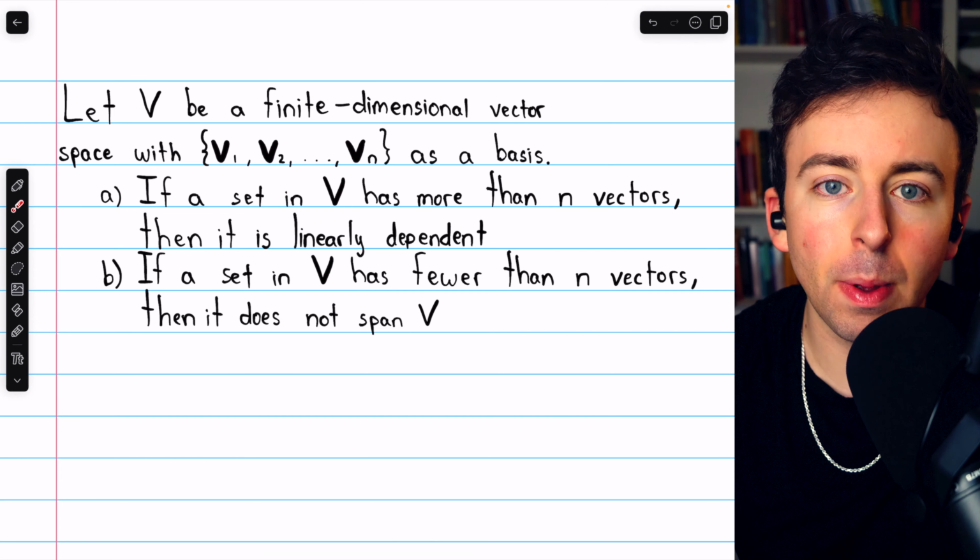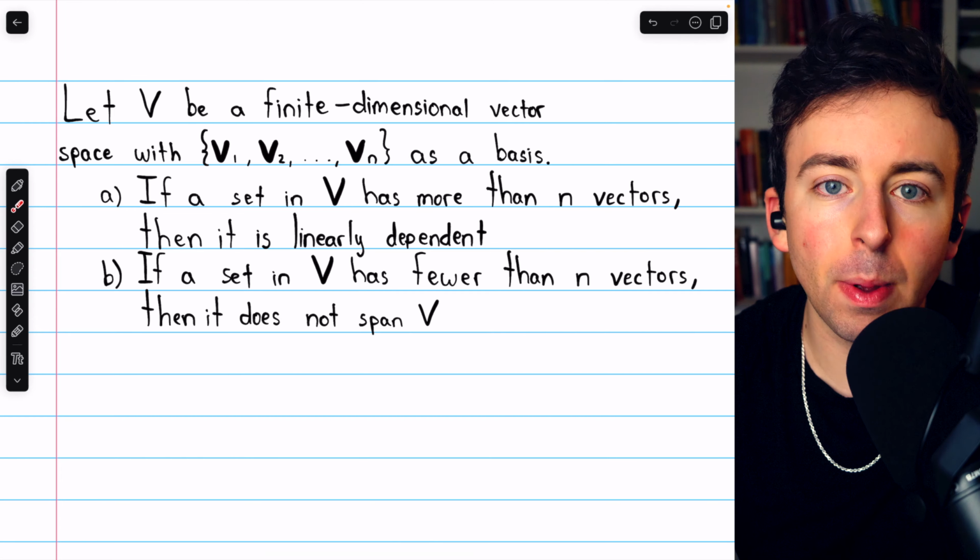Secondly, if a set in V has fewer than n vectors, that set does not span the space. Certainly, if a basis for the space has n vectors, there's no way that a set with fewer than n vectors could span that space. These facts are not trivial, but they probably feel pretty reasonable.